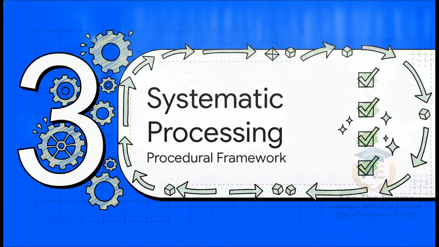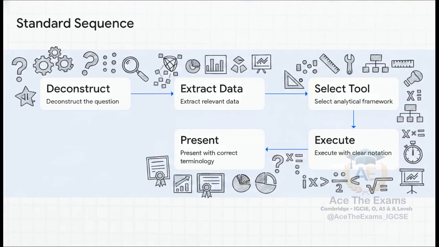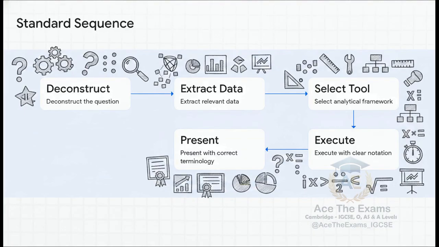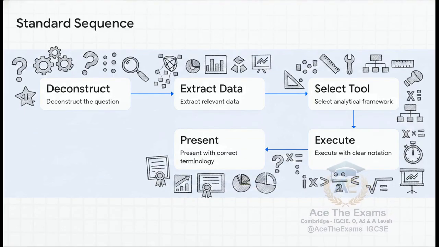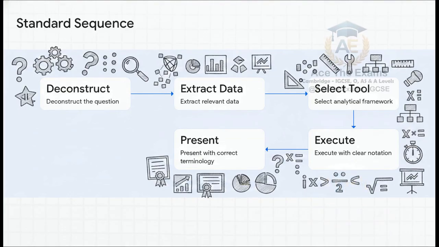All right, let's resume and fix this pitch. So how do we practically capture all those high-tariff method marks we just talked about? We use a standardized 5-step procedural framework. Think of this as your Peel formatting matrix for math. Step 1, deconstruct the question. What is the client actually asking for?